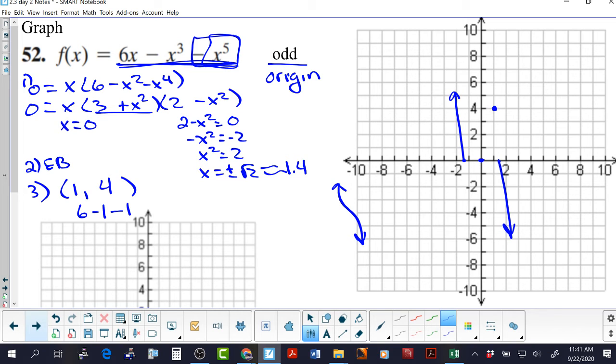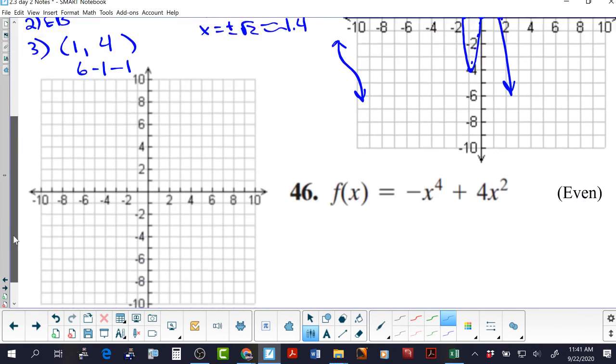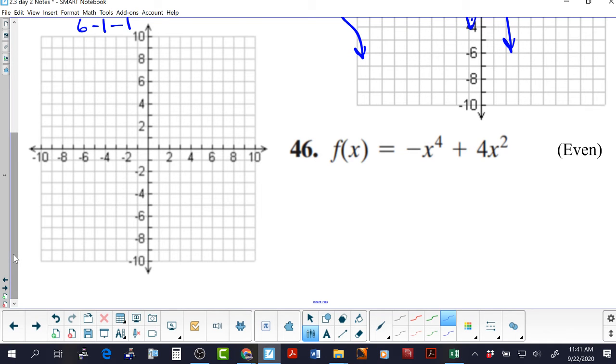1, 4. And since this is odd, there's symmetry through the origin. So through the origin, there's symmetry. So all of them are cut throughs. So something like that. This is an even function, so we'll take advantage of the fact that there's symmetry over the y-axis.